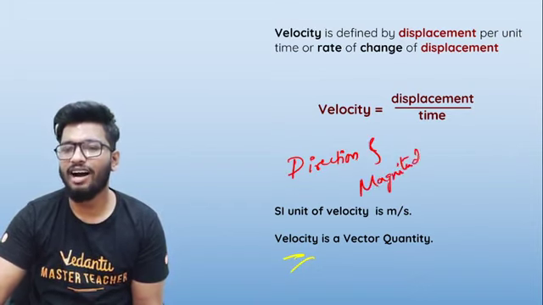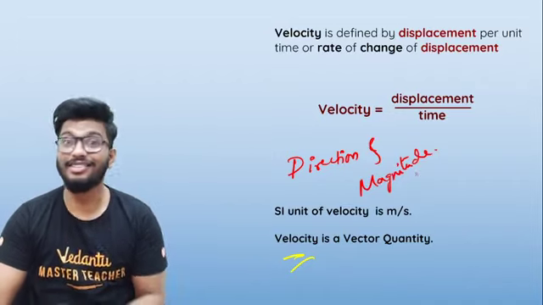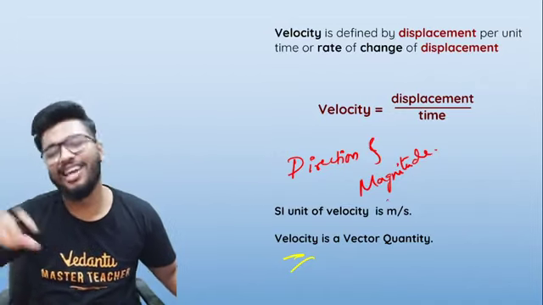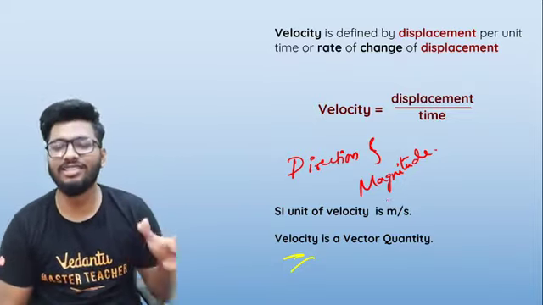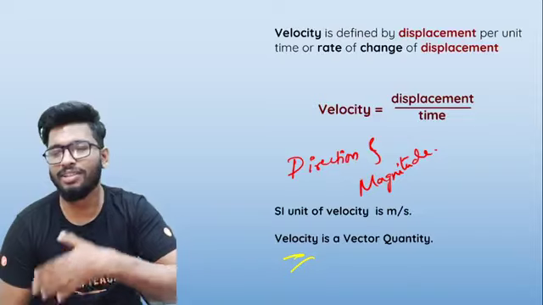Both of these are considered when you talk about velocity, right? So that is one thing you have to remember. You have negative velocity and positive velocity as well. We'll talk about that later, so don't worry about it. Velocity is defined as the displacement per unit time, or rate of change of displacement.